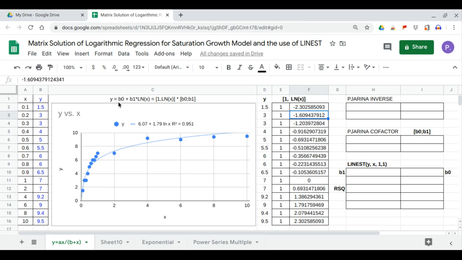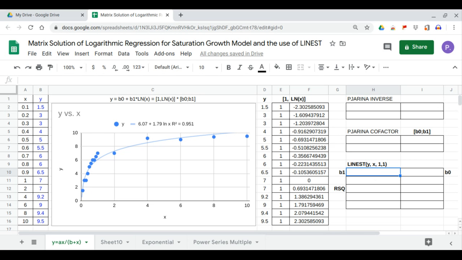So our equation is y equals b0 plus b1 ln x. In the matrix form, it will be 1 comma ln x times b0 semicolon b1. This is the 1 comma ln x, and this is the b0 b1. We will calculate these coefficients using the matrix solution and also the LINEST function.